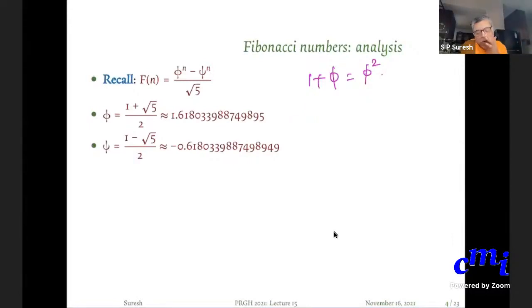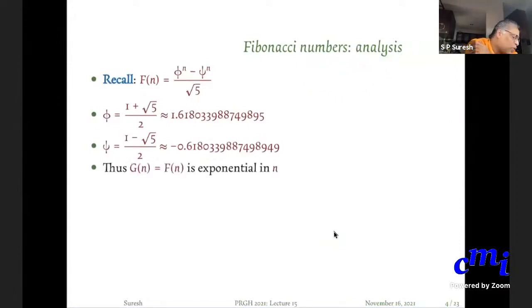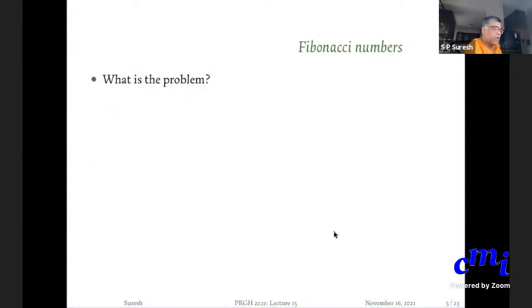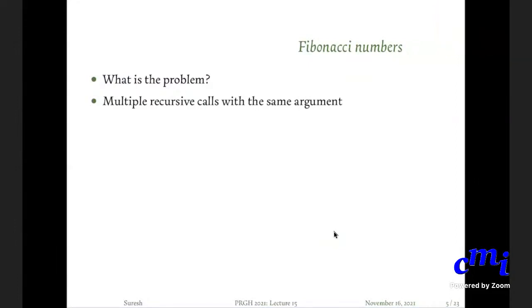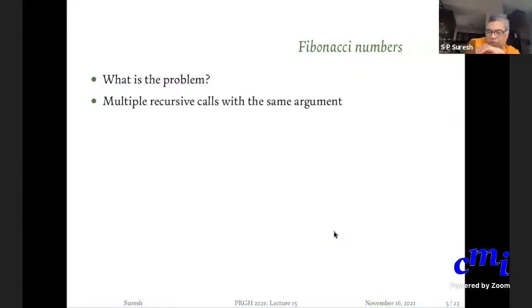So anyway, you can check and verify this. But the point is that therefore this f of n is exponential, and g of n is also the same as f of n. So you are actually taking exponential time in n. Now this was not the main point of this lecture. How do you make things better? So what is happening? The real problem is that you computed fib n minus 2 when you called fib n minus 1, but you have forgotten the value. And then you later make another call to fib n minus 2. So in some sense, you are making multiple recursive calls with the same argument and not storing the results anywhere.